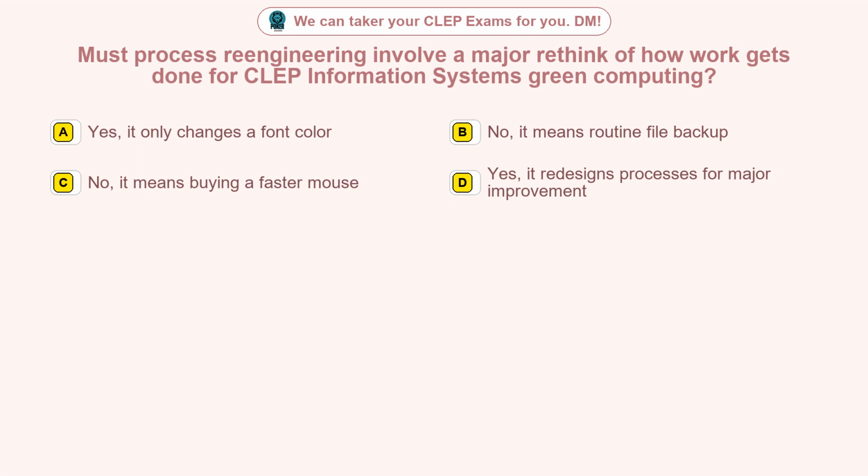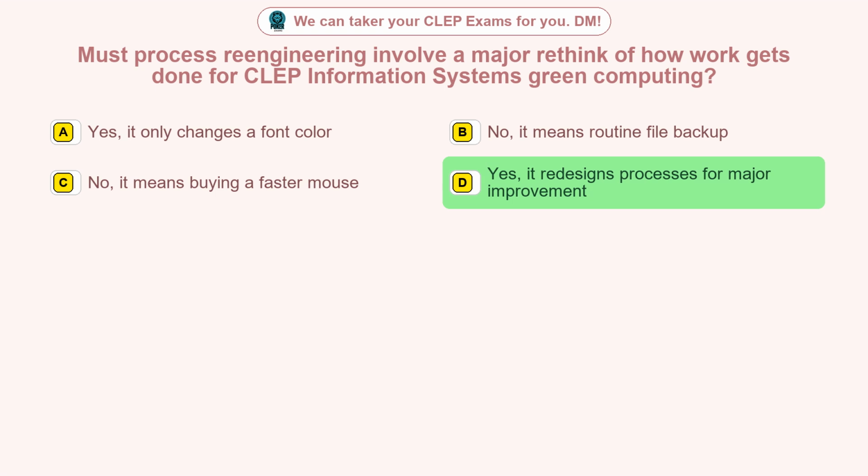Question 17. Must process reengineering involve a major rethink of how work gets done for CLEP Information Systems green computing? Option A. Yes, it only changes a font color. Option B. No, it means routine file backup. Option C. No, it means buying a faster mouse. Option D. Yes, it redesigns processes for major improvement.